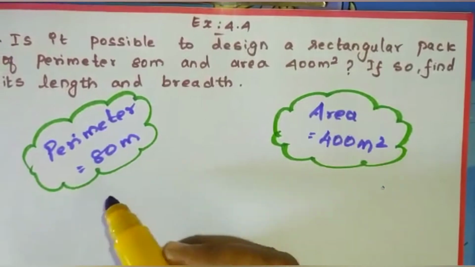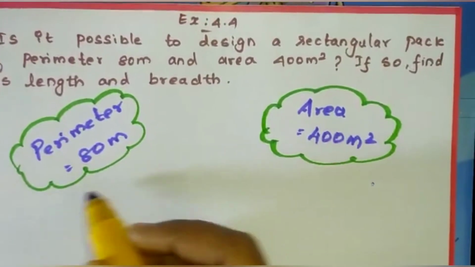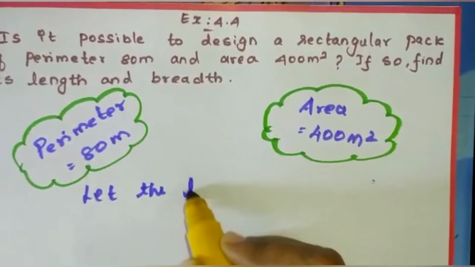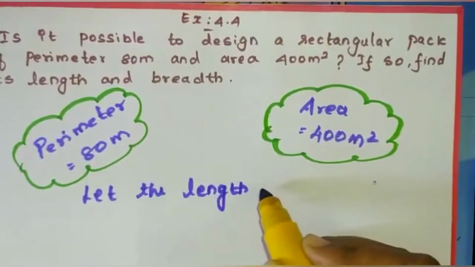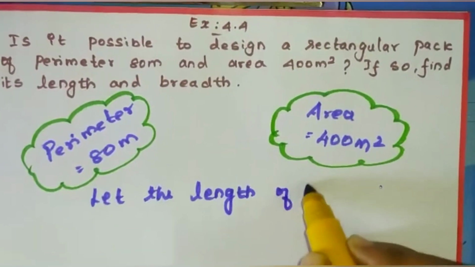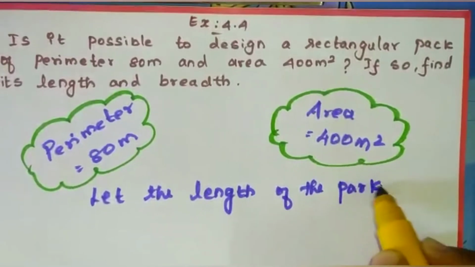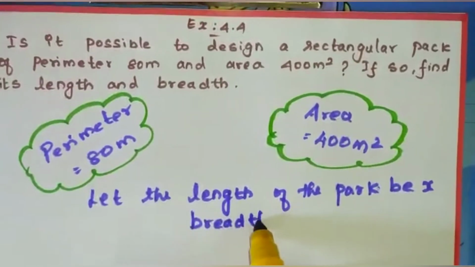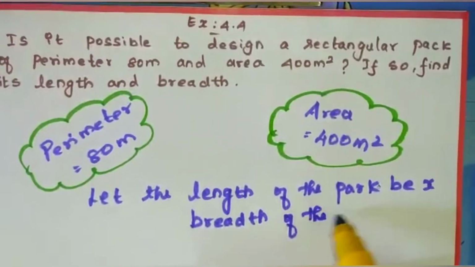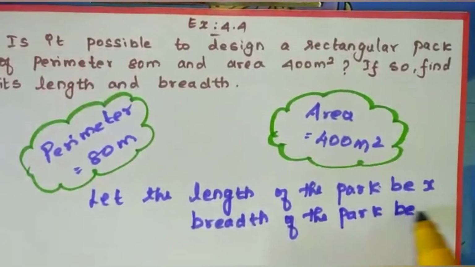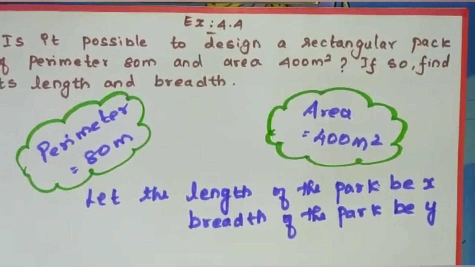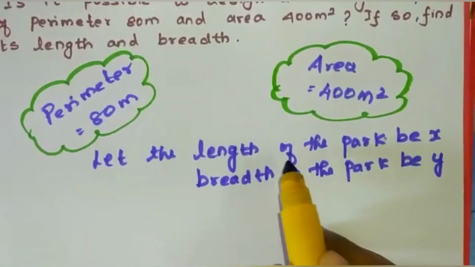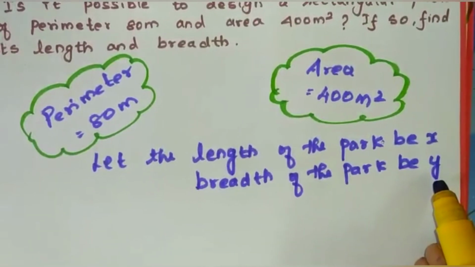So first I am going to take the length and the breadth to be x and y. The length of the park be x and the breadth of the park be y. I'm going to choose two variables. After that I will convert it into a single variable. Clear? Length be x and breadth be y.